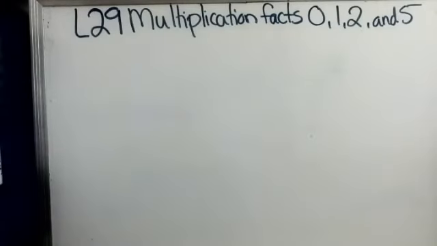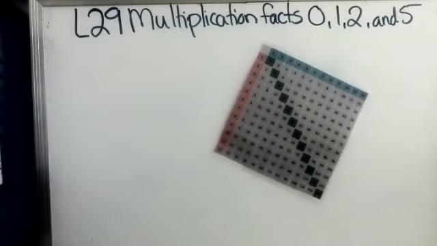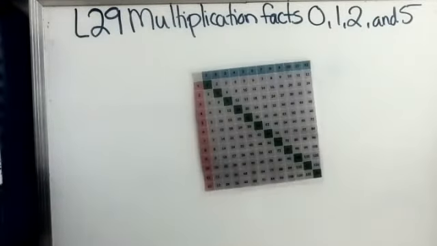This is lesson 29 for Saxon 4, multiplication facts for 0, 1, 2, and 5. Remember last time when we talked about the multiplication chart, I talked a little bit about patterns. There's a ones column pattern to every single multiplication. Some are longer, some are shorter, but they always repeat. One of the nice things about it is if you have a number and you're dividing it and it doesn't end in one of your pattern numbers, you know it's not divisible by that number.